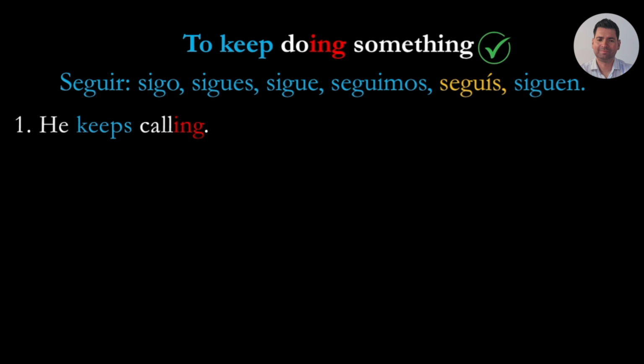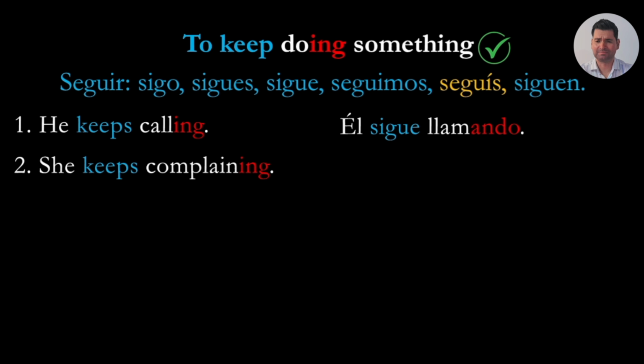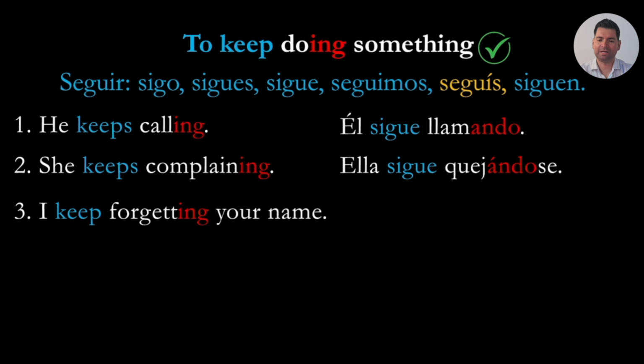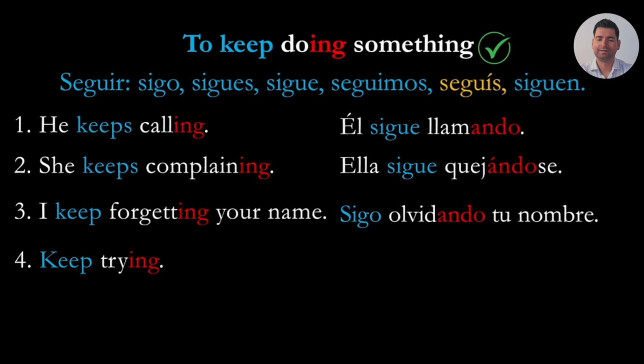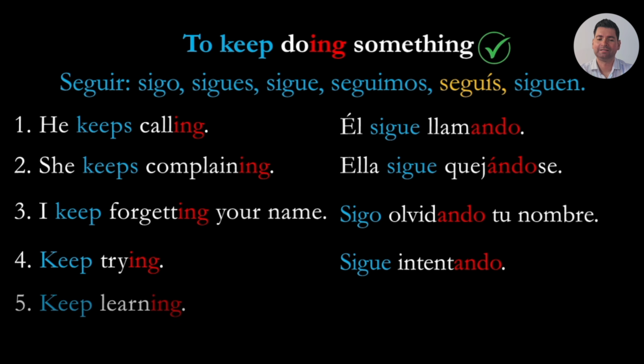Let's practice with a few examples. 1. He keeps calling. Él sigue llamando. 2. She keeps complaining. Ella sigue quejándose. This is a reflexive verb. That's why we add the se pronoun at the end. 3. I keep forgetting your name. Sigo olvidando tu nombre. 4. Keep trying. Sigue intentando. Here, sigue is the command form, the imperative form of the verb seguir. 5. Keep learning. Sigue aprendiendo.